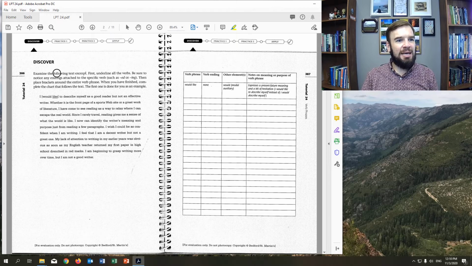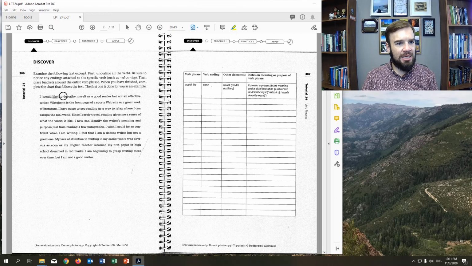The instructions say, examine the following text excerpt. First, underline all the verbs. Then, be sure to notice any endings attached to the specific verb, for example, ed or ing. Then place brackets around the entire verb phrase. When you've finished, complete the chart that follows the text. The first one's done for you as an example.